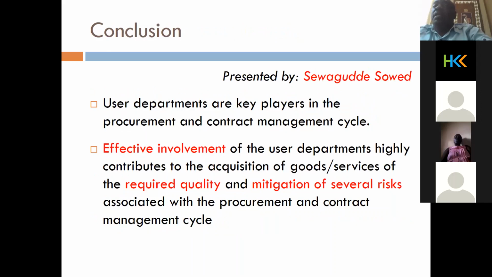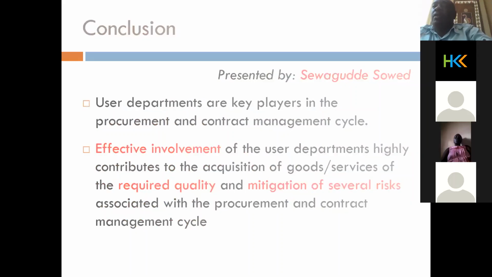In a nutshell, user departments are key players in the procurement and contract management cycle, and their effective involvement can highly contribute to the acquisition of goods of the right quality and mitigate risks that are associated with the procurement and contract management cycle. Thank you for your attention.